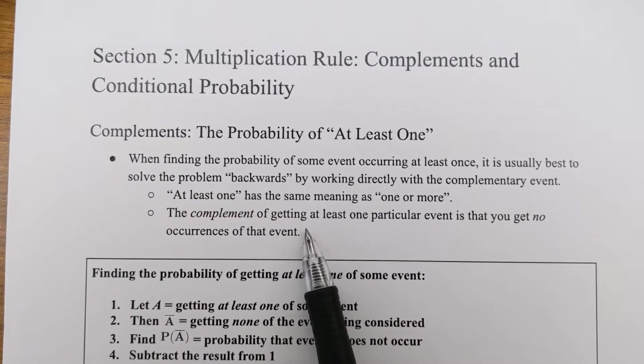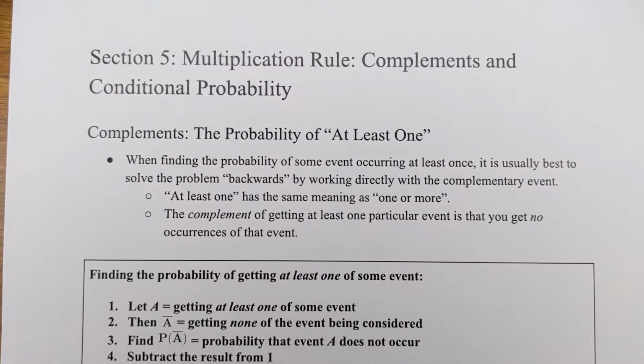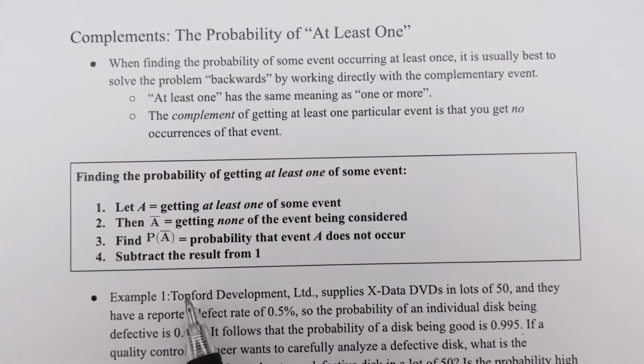Now the reason this works: if I wanted the probability of finding at least one of something, I would have to find the likelihood of getting 1, and getting 2, and getting 3, and getting 4, and getting 5, and so on and so forth until I have all of them, and add all those probabilities up. However, it's easier to find the probability of it not happening because there's only one way that could occur. I get 0 of them, and then I subtract that from 1 because the complement is the remainder. So down here you have the steps.